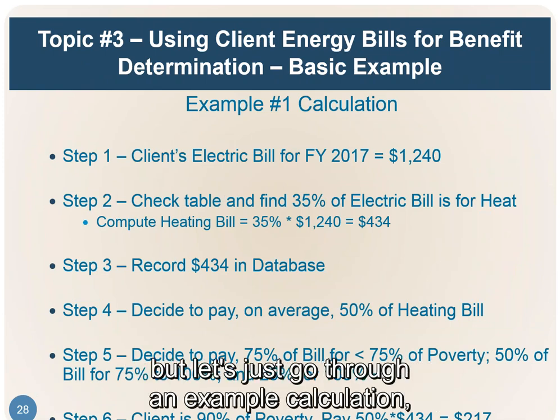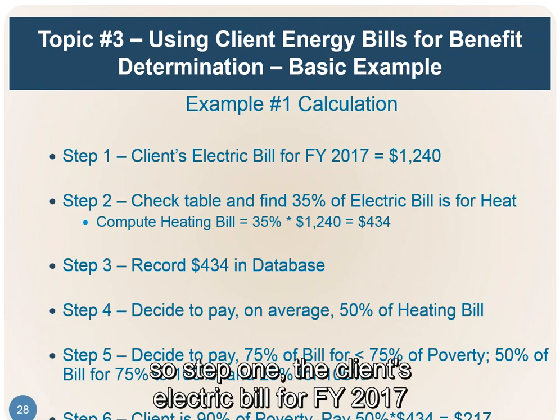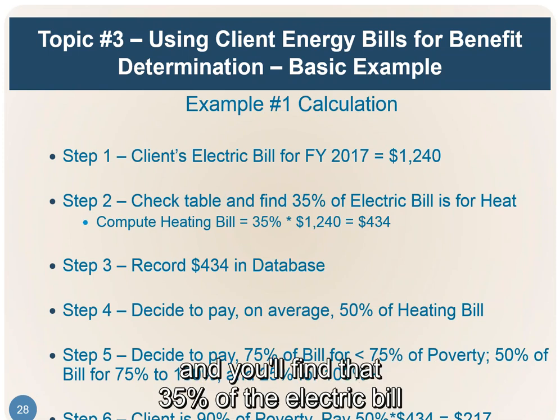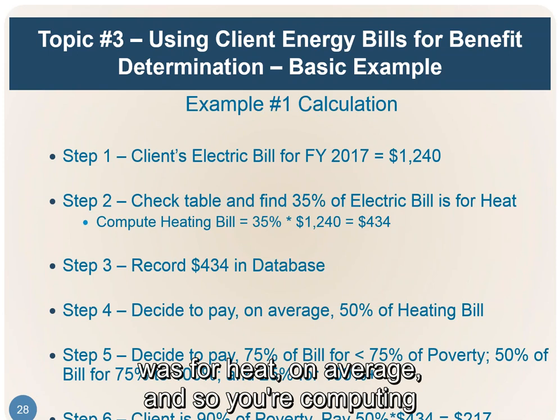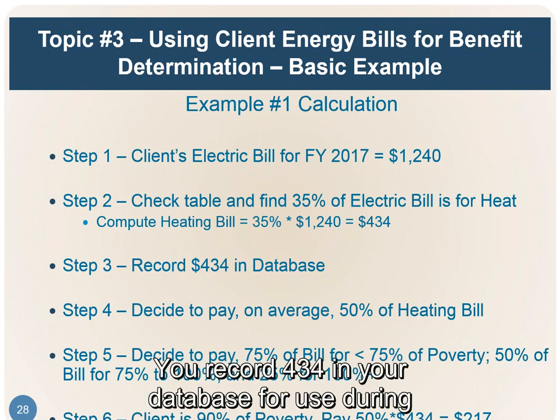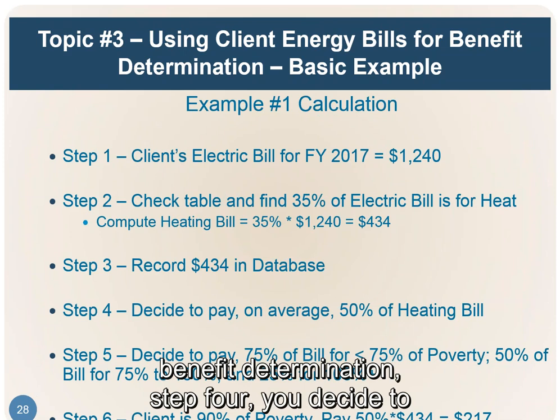But let's just go through an example calculation. So step 1, the client's electric bill for FY 2017 was $1,240. Step 2, check the table, and you'll find that 35% of the electric bill is for heat on average. And so you're computing a heating bill for that household of $434. You recorded $434 in your database for use during benefit determination.